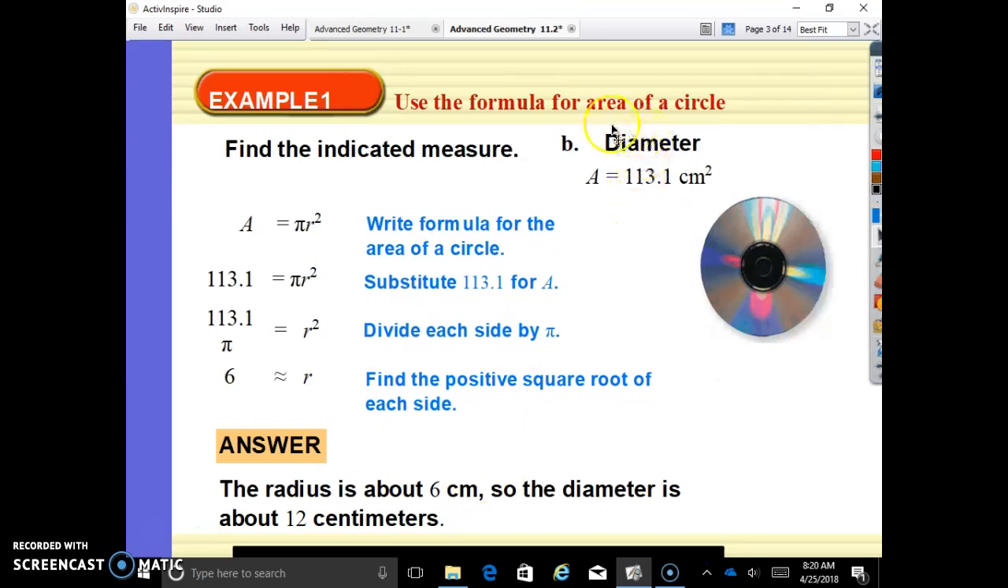All right, so if our radius is 6 and they wanted us to solve for the diameter, always go back and see what they asked you to solve for. They want the diameter. If the radius is 6, the diameter is double that, 12.